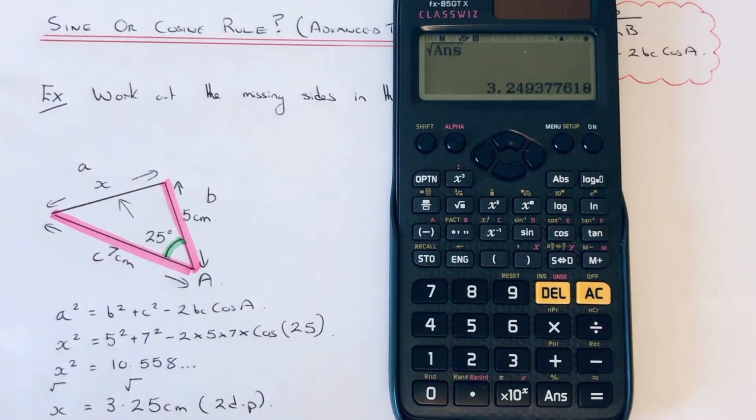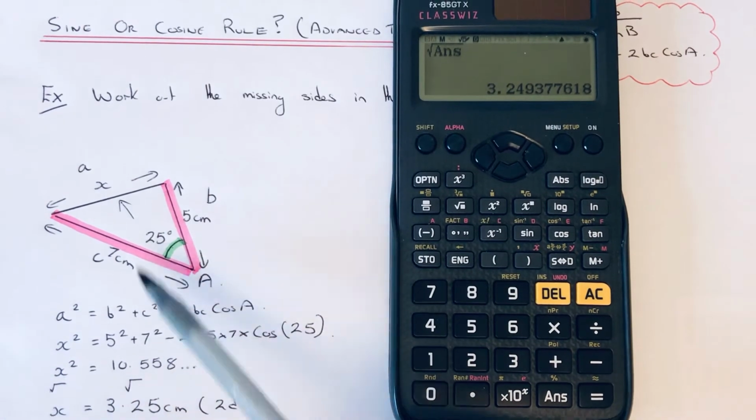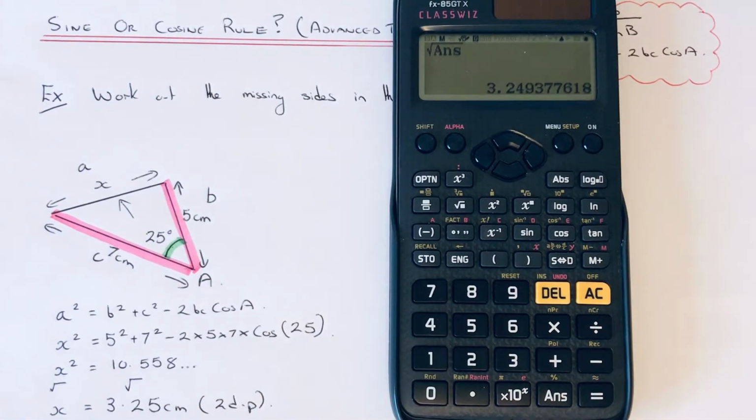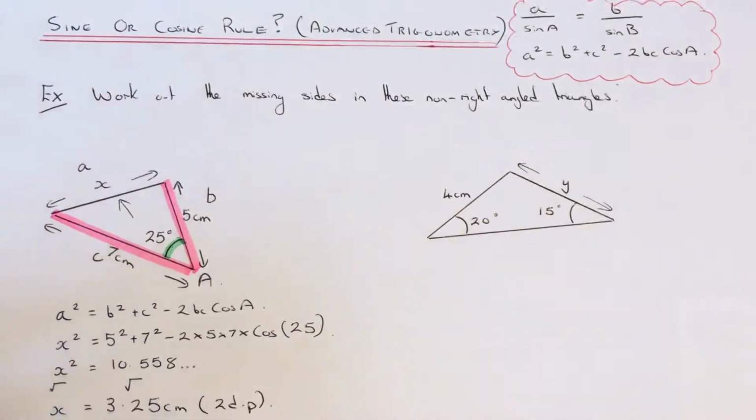So that's your cosine rule. Your cosine rule is when you've got two sides and you're given the angle between the two sides, and you're finding the side opposite that angle. So let's move on to the second example.